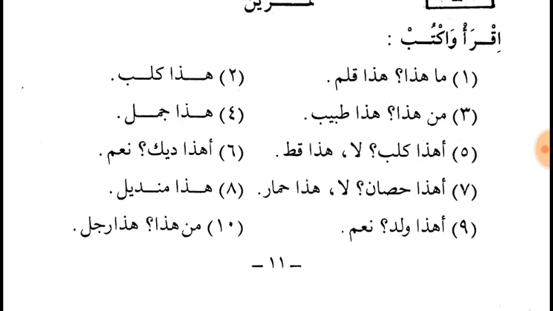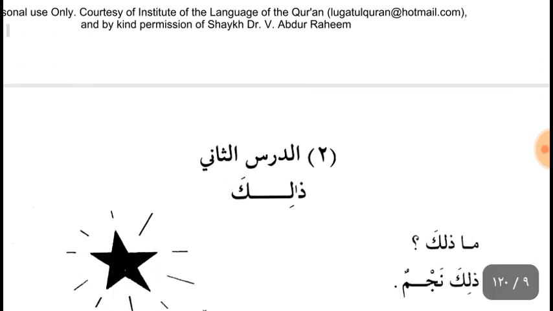Hadha hisanun. This is a horse. Hadha himarun. This is a donkey. Yes. No, this is a donkey. La means no. Hadha mindil. This is a handkerchief. Hadha waladun. Is this a boy? No. Who is this? Hadha rajulun. This is a man. Okay.